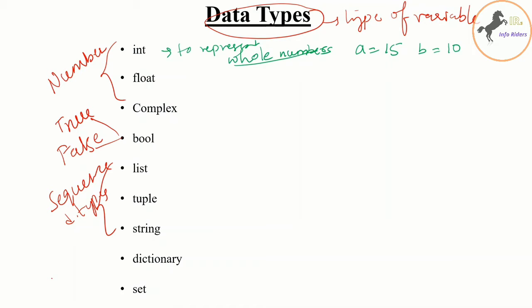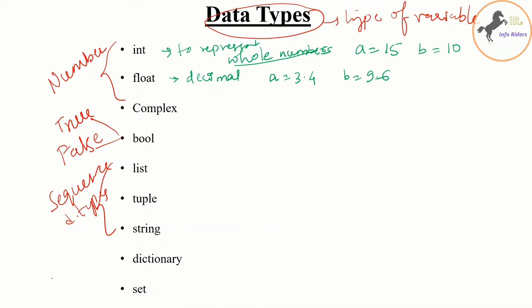Now for the float data type, this is the representation of the decimal part. For example, a is equal to 3.4 or b is equal to 9.6, anything.